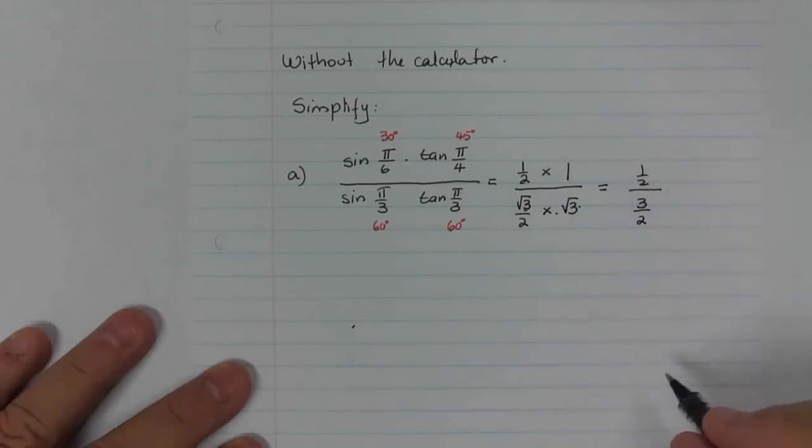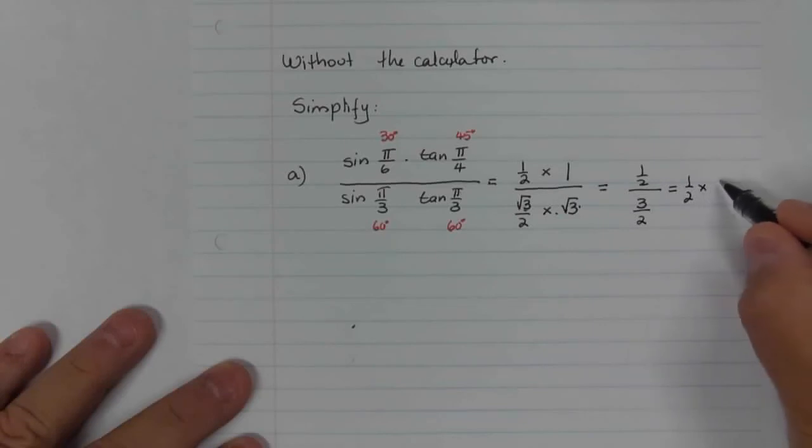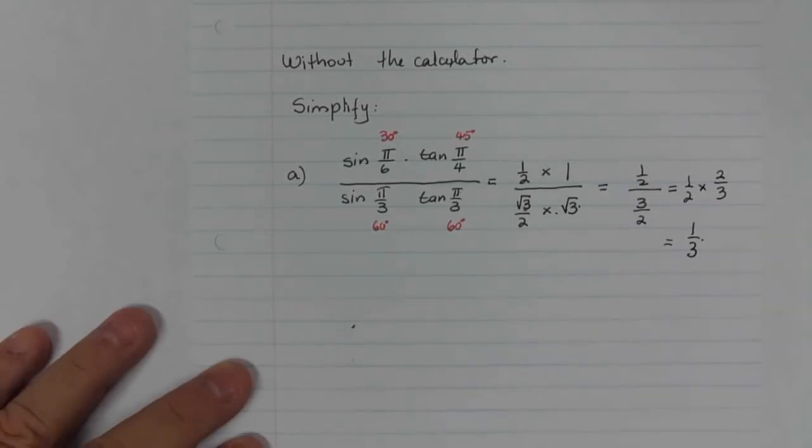And remember, I've got a division of fractions here, which I will flip and multiply, so this is a half times 2 over 3, and that is equal to 1 over 3. And that is the simplification of this expression. You can type that in your calculator and double check that the value is correct.